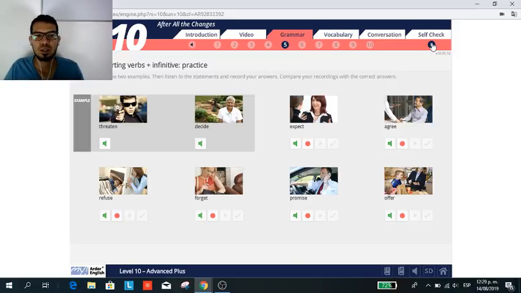So now we have words here. We have threaten, decide, expect, agree, refuse, forget, promise, offer. Now we're gonna listen here. I'll shoot someone. He threatened to shoot someone. Okay. So if someone says something, we have to report what they say. I'm not going to move house. She decided not to move house.